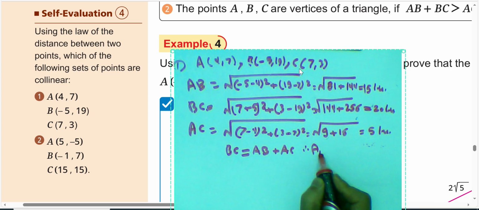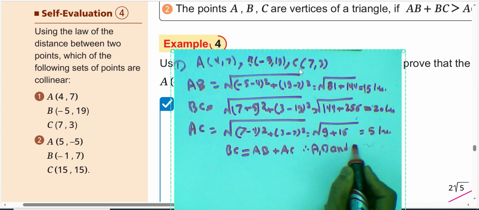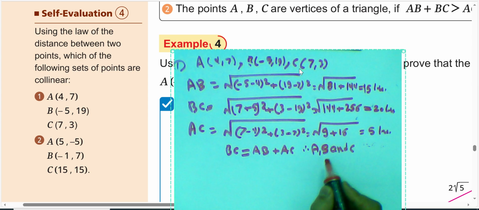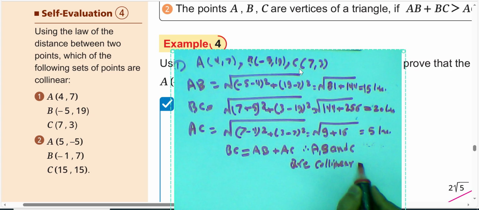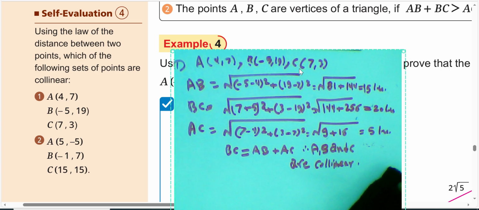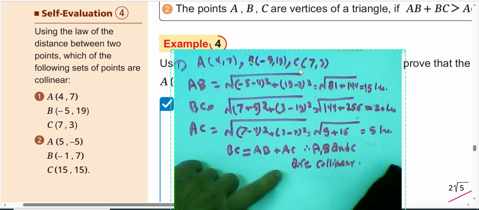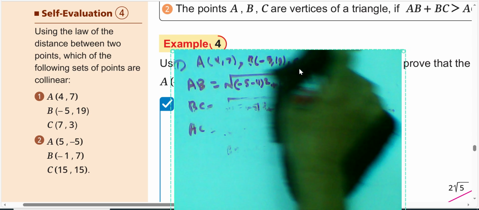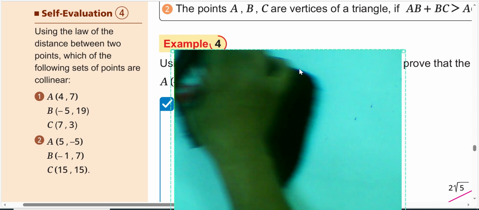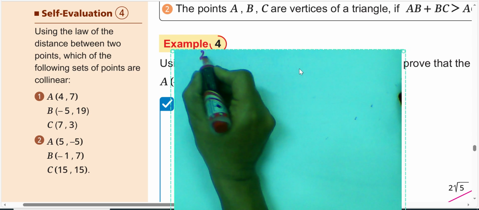Then A, B, and C are collinear. The points A, B, and C, they are collinear because the greatest number is equivalent to the smallest number. This is question number 1. Okay, what about question number 2?